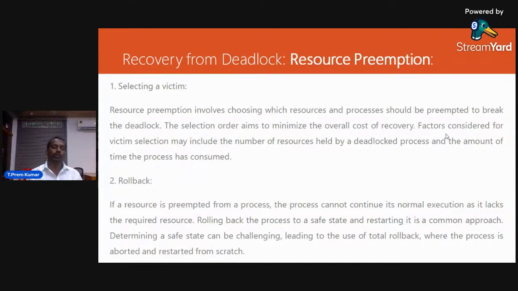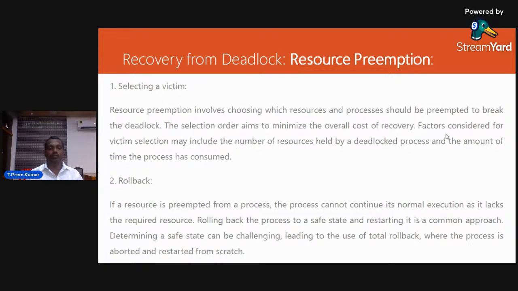So first one is selecting a victim. The resource preemption involves choosing which resources and processes should be preempted to break the deadlock. The selection order aims to minimize the overall cost of recovery. The factors considered for a victim's selection may include the number of resources held by the deadlocked process and the amount of time the process has consumed.